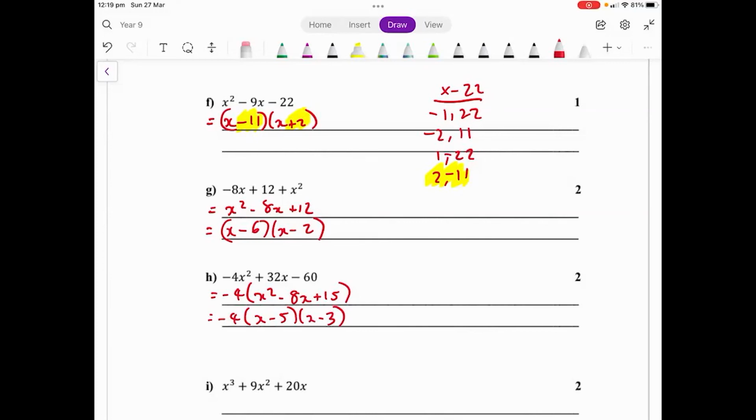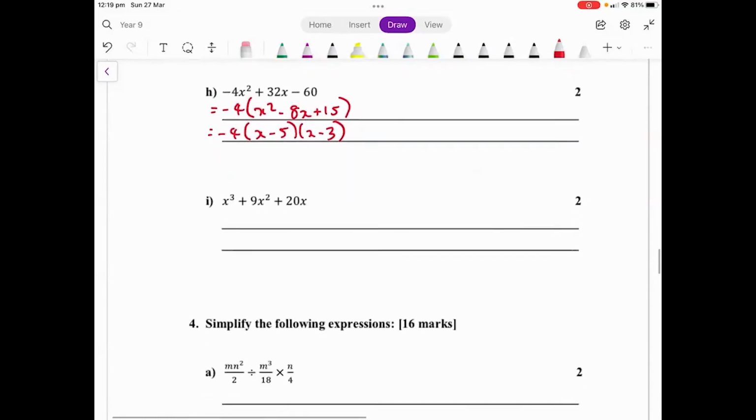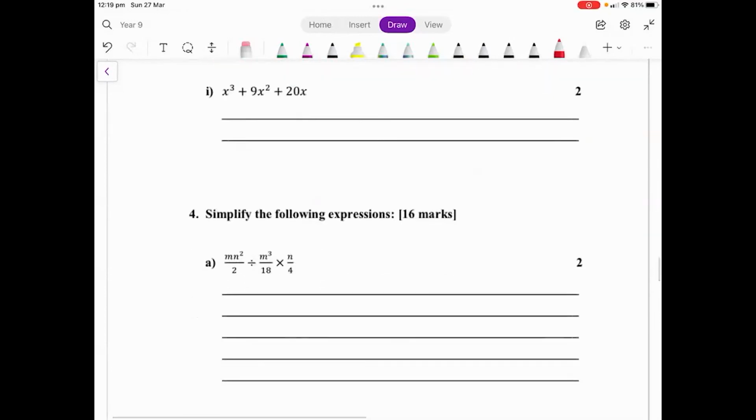Question I, we also take out a common factor, but this time we're going to take out an x, because all those terms have at least one x. Once I do that, I'm left with x squared plus 9x plus 20 inside the brackets. I can factorize that. That gets me a final answer of x, and in brackets x plus 5, x plus 4.